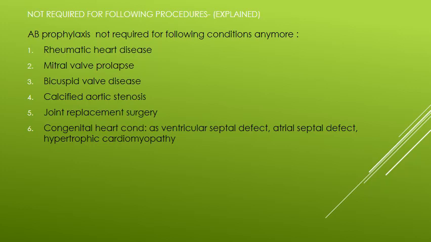Moving on to, now there are certain conditions for which antibiotic prophylaxis was used earlier, but now it is not required anymore. So you have to take care that these conditions do not require antibiotic prophylaxis, even if they are mentioned in the case history. So let's say the case history says mitral valve prolapse with or without regurgitation, you do not need to give antibiotic prophylaxis. Rheumatic heart disease, mitral valve prolapse, bicuspid valve disease, calcified aortic stenosis, joint replacement surgery.